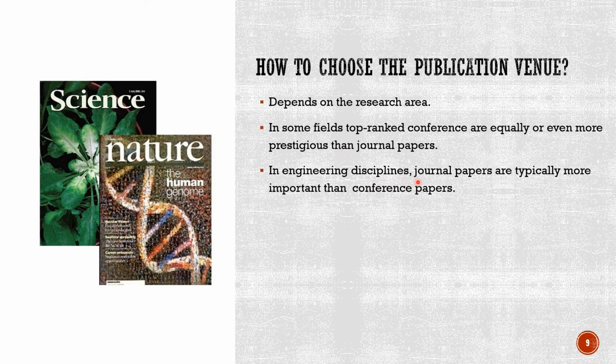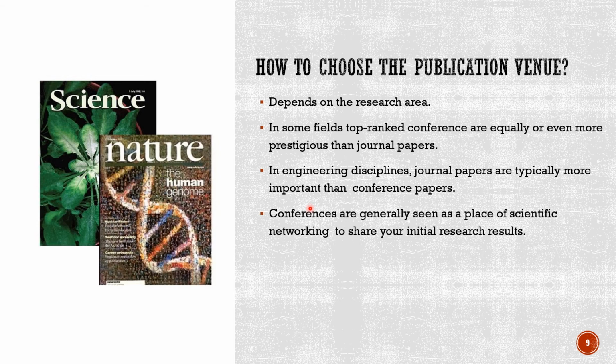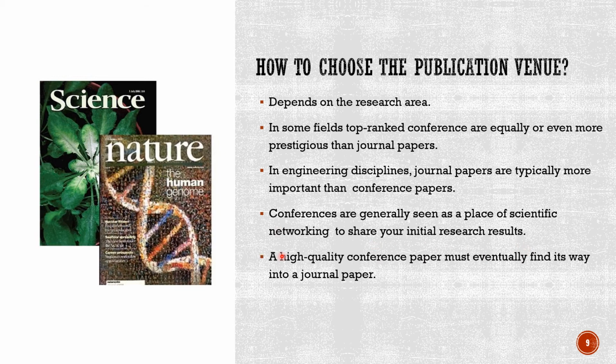In engineering disciplines, journal papers are typically more important, and most of the records or qualifications of faculty will rely more on journal publications rather than just conferences. Conferences are important, but not as much as journals. Conferences are generally seen as places for scientific networking. So if you want to show that you are networked and active, you participate in conferences to share your initial research results and get some feedback.